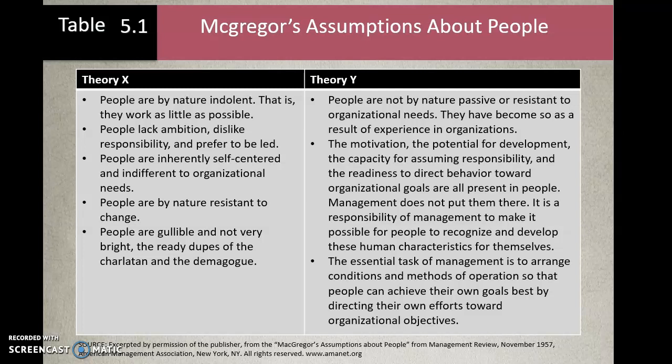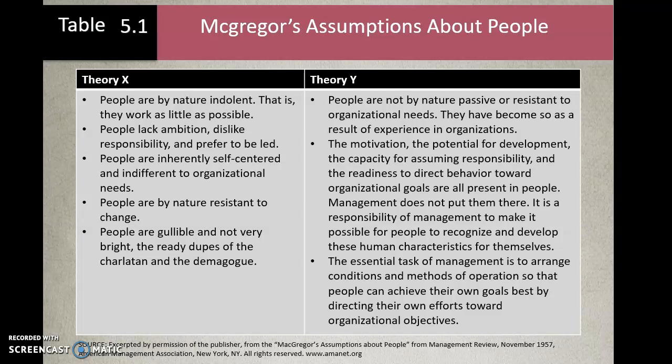Then we say that people by nature are indolent, that is, they work as little as possible. That's Theory X. People lack ambition, they dislike responsibility, they prefer to be led. Again, we're looking at just people in Theory X. People are inherently self-centered, indifferent to organizational needs. People are resistant to change. They're gullible, not very bright, ready to be taken advantage of.